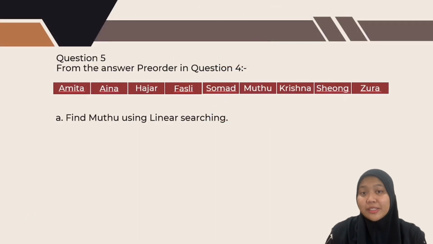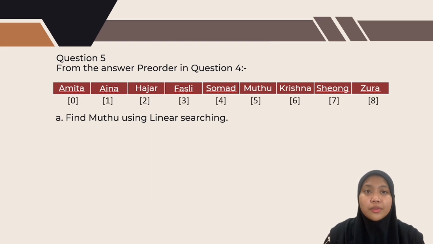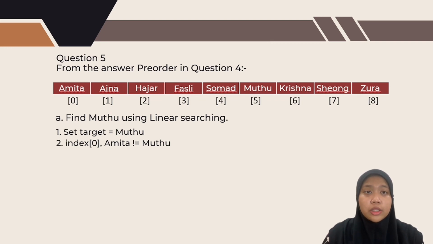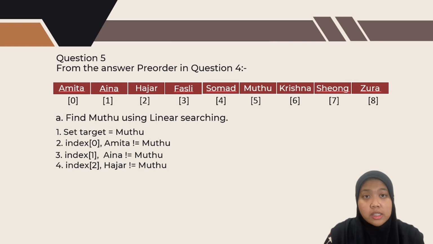Amita. Question 5. From the answer pre-ordered in question 4. Question A. Find Mutu using linear searching. Number 1. Set the target Mutu. Number 2. Index 0. The element is Amita. Amita is not equal to Mutu. Number 3. Index 1. The element is Aina. Aina is not equal to Mutu. Number 4. Index 2. The element is Haja. Haja is not equal to Mutu.